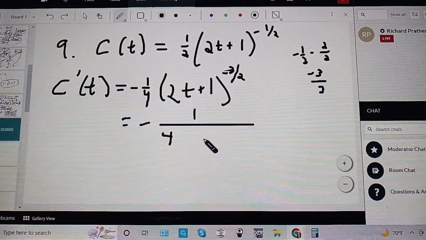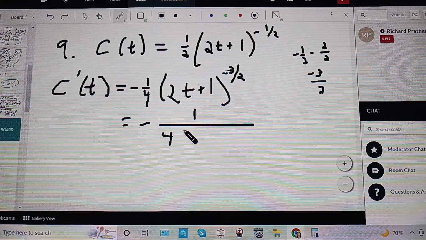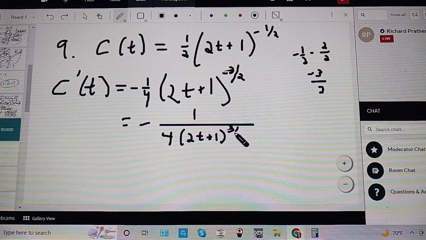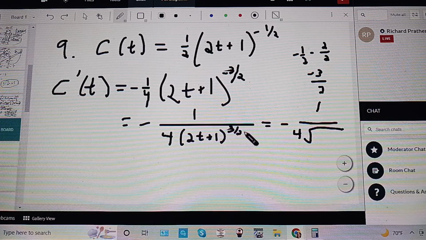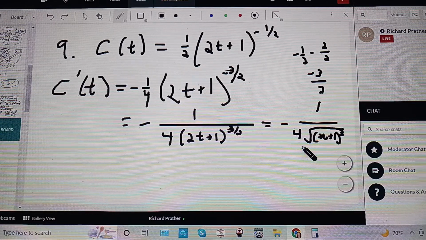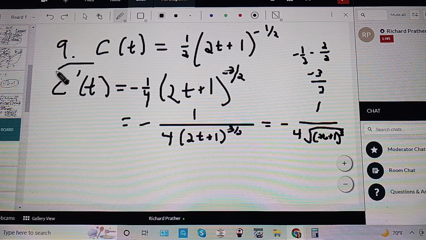And now we're going to have to put the 1 in the top because nothing's going to remain in the top. So first you would get a 2t plus 1 to the 3/2 by putting it to the bottom. And then you could make this negative 1/4. And you could do a square root. The denominator 2 is a square root. And then there'd be a 2t plus 1 to the 3rd power inside the square root. So this is some algebra simplification, because if they just said find the derivative, I would stop right here.